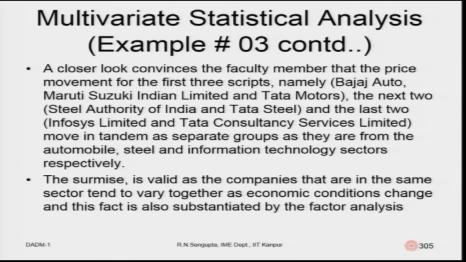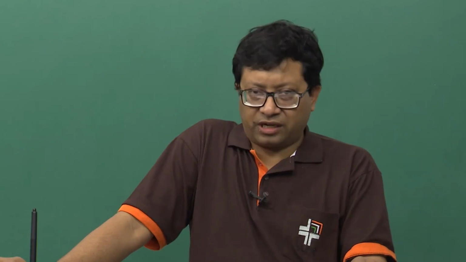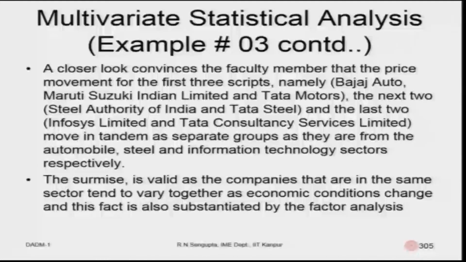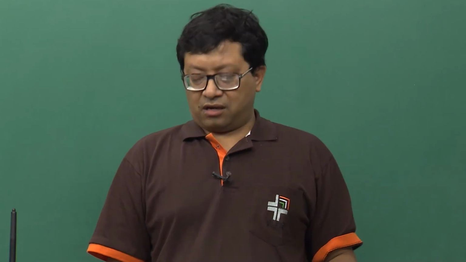So, we want to find out these groups and name them as automobile sector, steel sector, information sector, and check whether the proposition you are making, that they move with respect to the sector, is right or wrong. The guess is valid, and we will see that later on, as the companies in the same sector tend to vary together as economic conditions change. This is also substantiated by the factor analysis diagram which you have been given. I am just mentioning factor analysis, I will come to that later on.